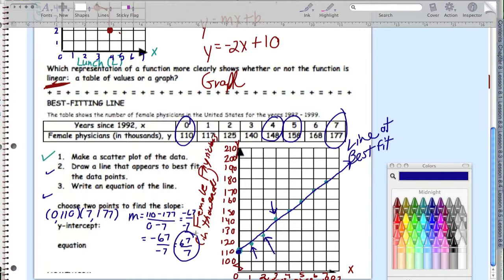That can't be simplified. We don't want to write it as a mixed number because we can't graph it then, so we can just leave it like that. My y-intercept goes with whatever point has a 0, so that's going to be 110. My x is 0. And my equation then is going to be the following. y equals 67 over 7, x plus 110.